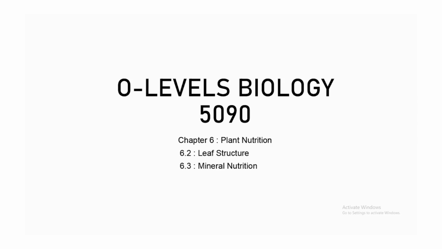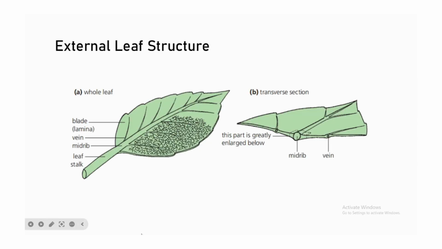O Levels Biology 5090, second part of chapter 6, plant nutrition, leaf structure. 6.2, 6.3 is mineral nutrition. External leaf structure.